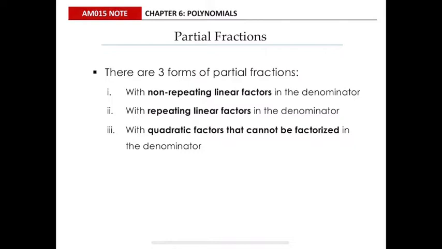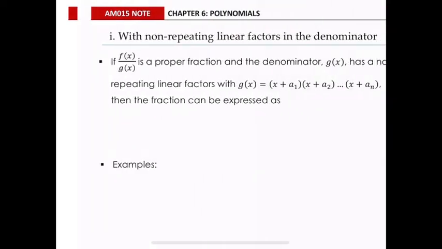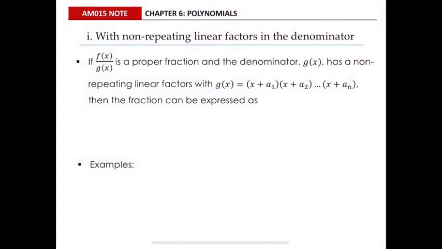There are three forms of partial fractions. The first one is with non-repeating linear factors in the denominator. The second one is with a repeating linear factor in the denominator. And the third one is with quadratic factors that cannot be factorized in the denominator. The first form of partial fraction is with non-repeating linear factors in the denominator.